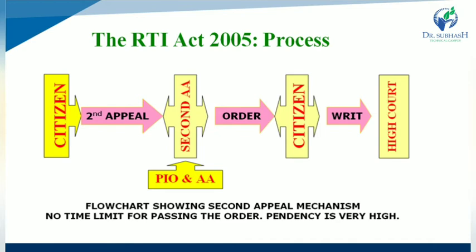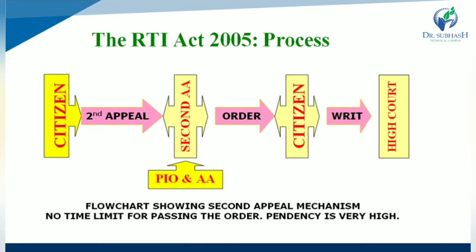In case of first appeal, the public information officer transfers the information within 30 to 45 days if no error is found. And in case of second appeal, there is no time limit for passing the order, and the pendency is very high. So that is the flow chart.